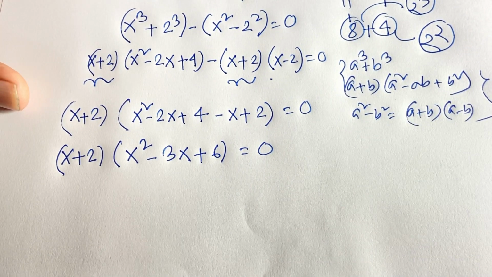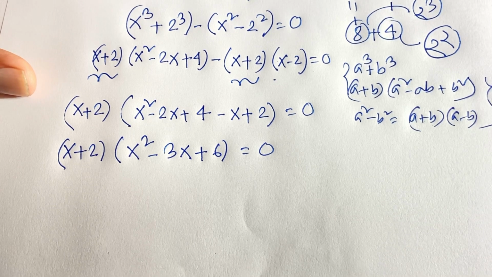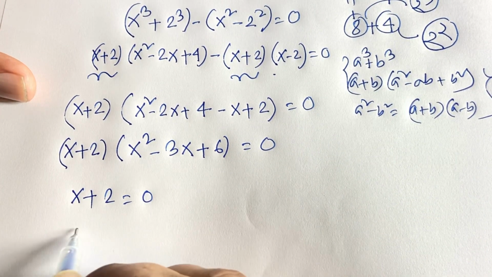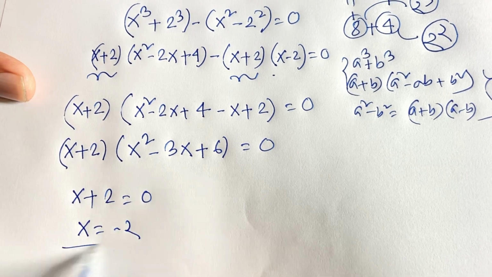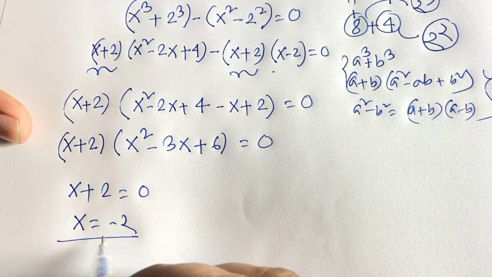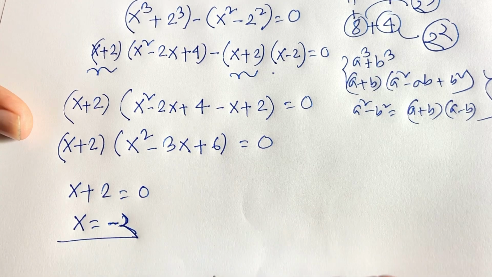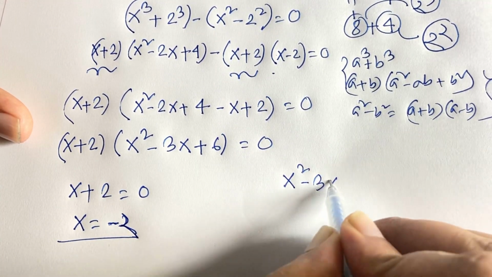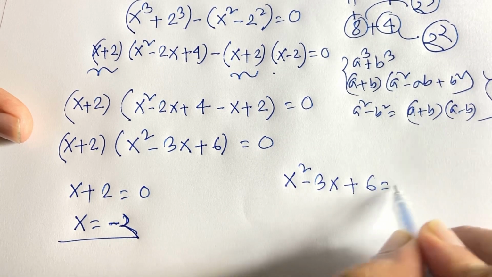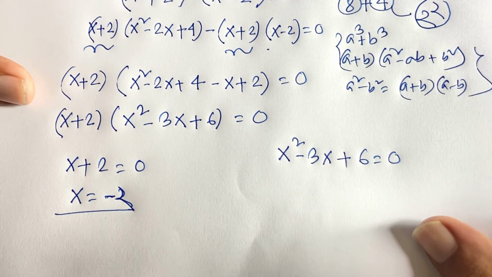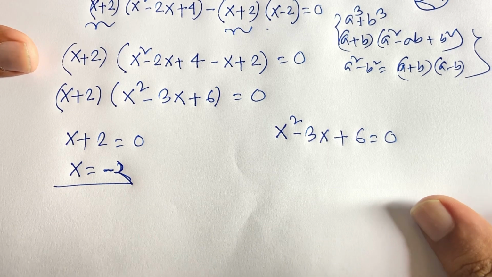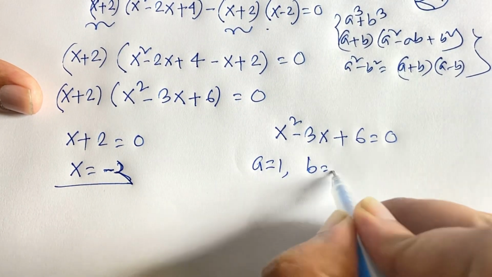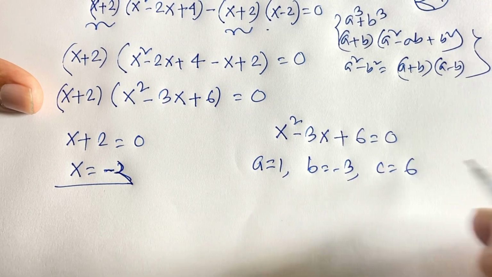And at this moment I can say that x plus 2 is equal to 0. We'll find two cases. We'll find x is equal to minus 2. The other case is x squared minus 3x plus 6 is equal to 0. At this moment I can say that a is equal to 1, b is equal to minus 3, and c is equal to 6.